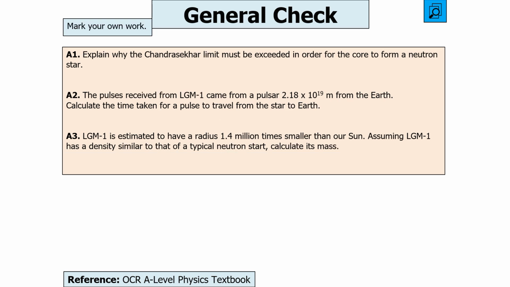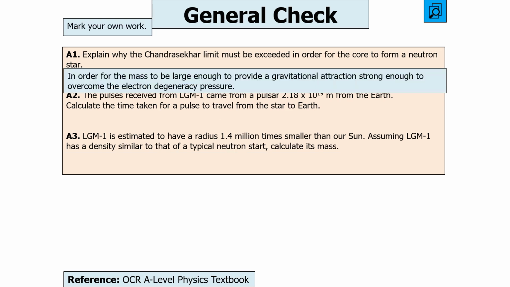Right, so what is the Chandrasekhar limit? It's the idea that a mass must be large enough to provide a gravitational attraction strong enough to overcome the electron degeneracy pressure. So the neutron star will form at the Chandrasekhar limit because the electrons can't be squashed any closer together because they have their own integrity. So as a result, you need the gravitational attraction to be strong enough to overcome that degeneracy pressure. So therefore you've got your Chandrasekhar limit, that mass large enough to do so.